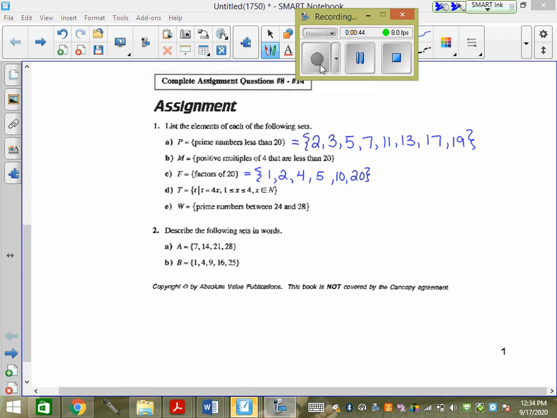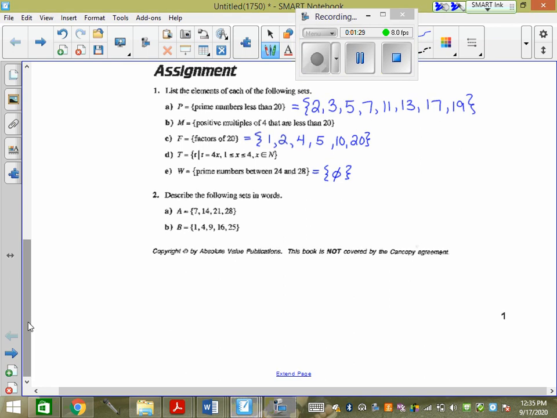W equals prime numbers between 24 and 28. So 25, is that prime? No, because 5 times 5. 26, is that prime? No, because the only even prime is actually 2, right? 27, is it prime? No, because 9 times 3 is 27. So what prime numbers are there between 24 and 28? Empty set. 27 is not prime. 9 times 3 is 27. I literally just said that. Okay.